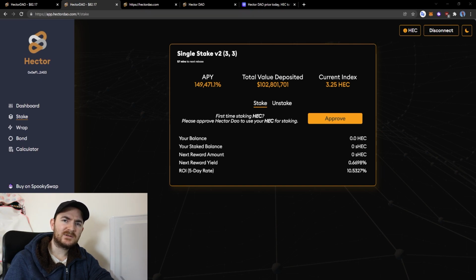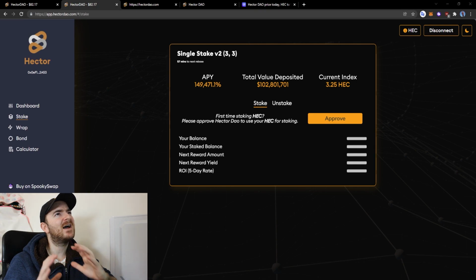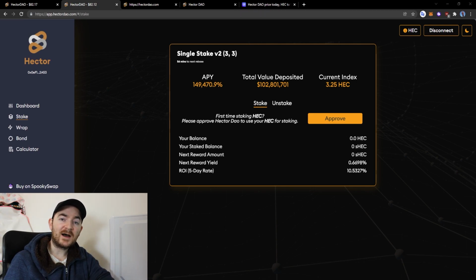Every rebase, which is every 8 hours, they will give you a small reward based on the APY. And this gets vested to you over a 5-day period, I believe. After 5 days, once you have collected all your rewards, you now have the ability to unstake and claim those HEC tokens. If we look at the current rate, we can see a return on investment on a 5-day rate is about 10%. So put in $1,000, and in 5 days you should make a net profit of about $100.